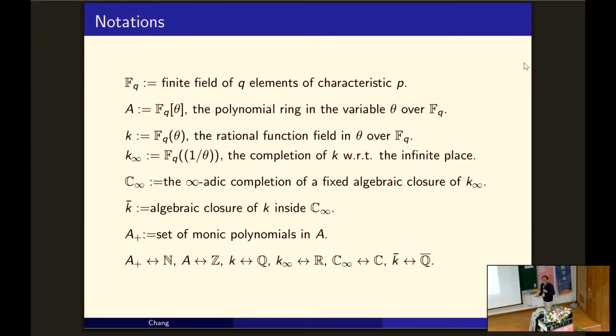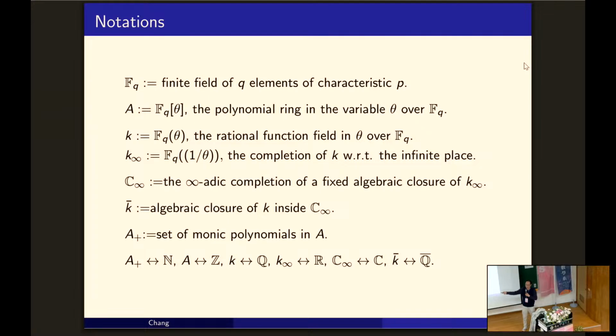So this is the classical theory as my motivation. Now I'm going to move to the function field side. I use F_q to be the finite field of q elements in characteristic p. A is the polynomial ring in the variable theta over F_q, and K is the field of fractions. K_infinity is the completion of K at the infinity place, and C_infinity is the completion of the algebraic closure of K_infinity. K bar is the algebraic closure of K inside C_infinity. And A_plus is the set of all monic polynomials in A.